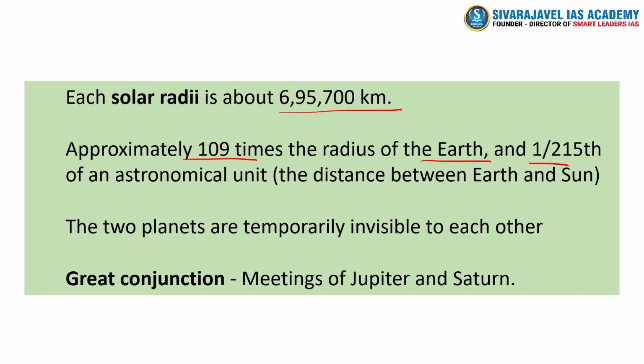So what is an astronomical unit? The distance between the Earth and the sun. And during the solar conjunction, these two planets cannot see each other. And there is a term called great conjunction. So what is this? When Jupiter and Saturn come under a single line, when Jupiter and Saturn meet, it is called great conjunction. Solar conjunction is when the sun comes exactly in line between Mars and the Earth. When Saturn and Jupiter fall in a single line, it is called great conjunction.